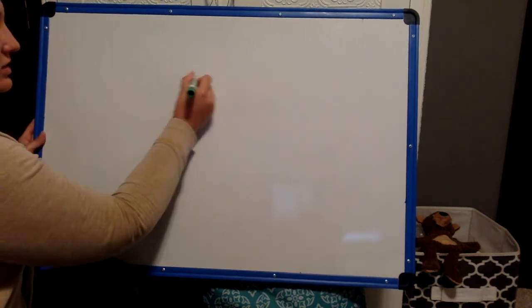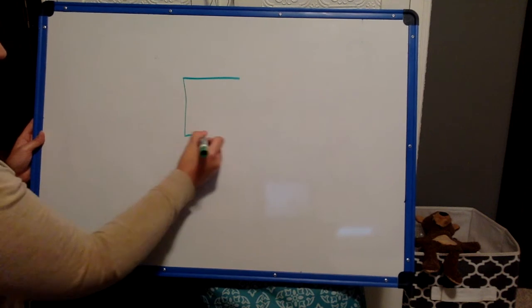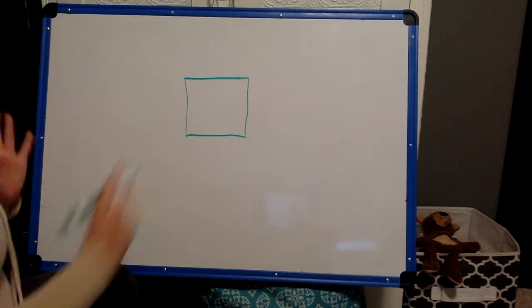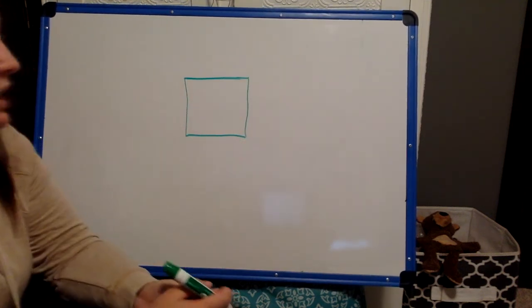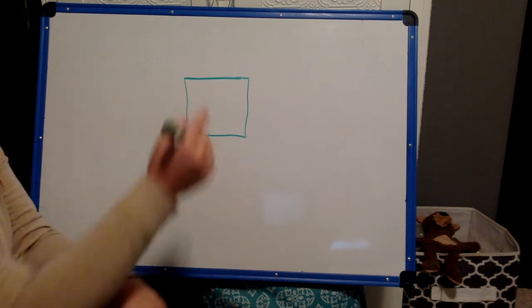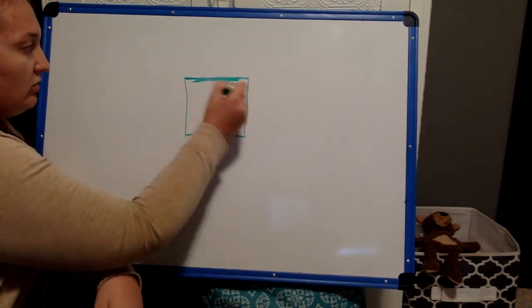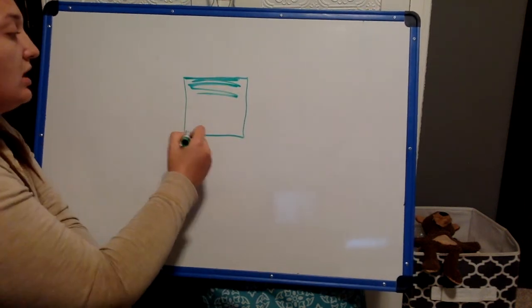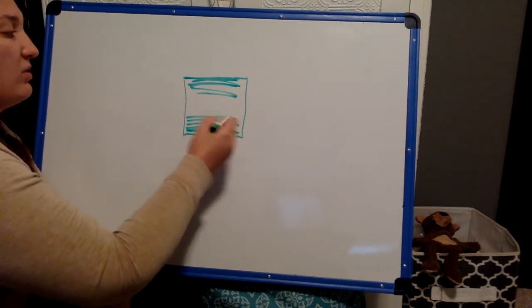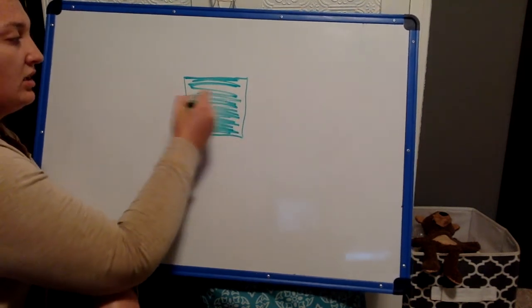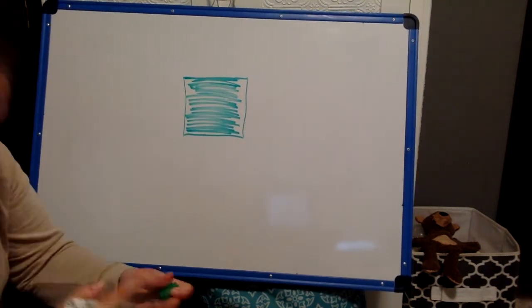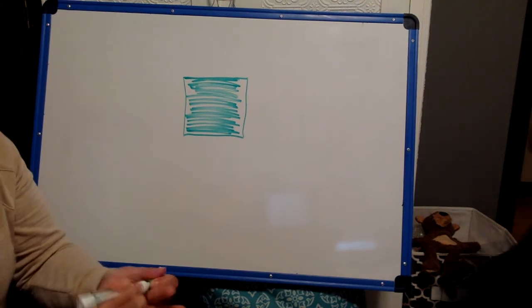So here's my shape. This is a square. We were talking about area being what's inside. So pretend this is my grass and I picked green. This is grass. This is area. What I'm shading is the area. What we're talking about this week is the perimeter.